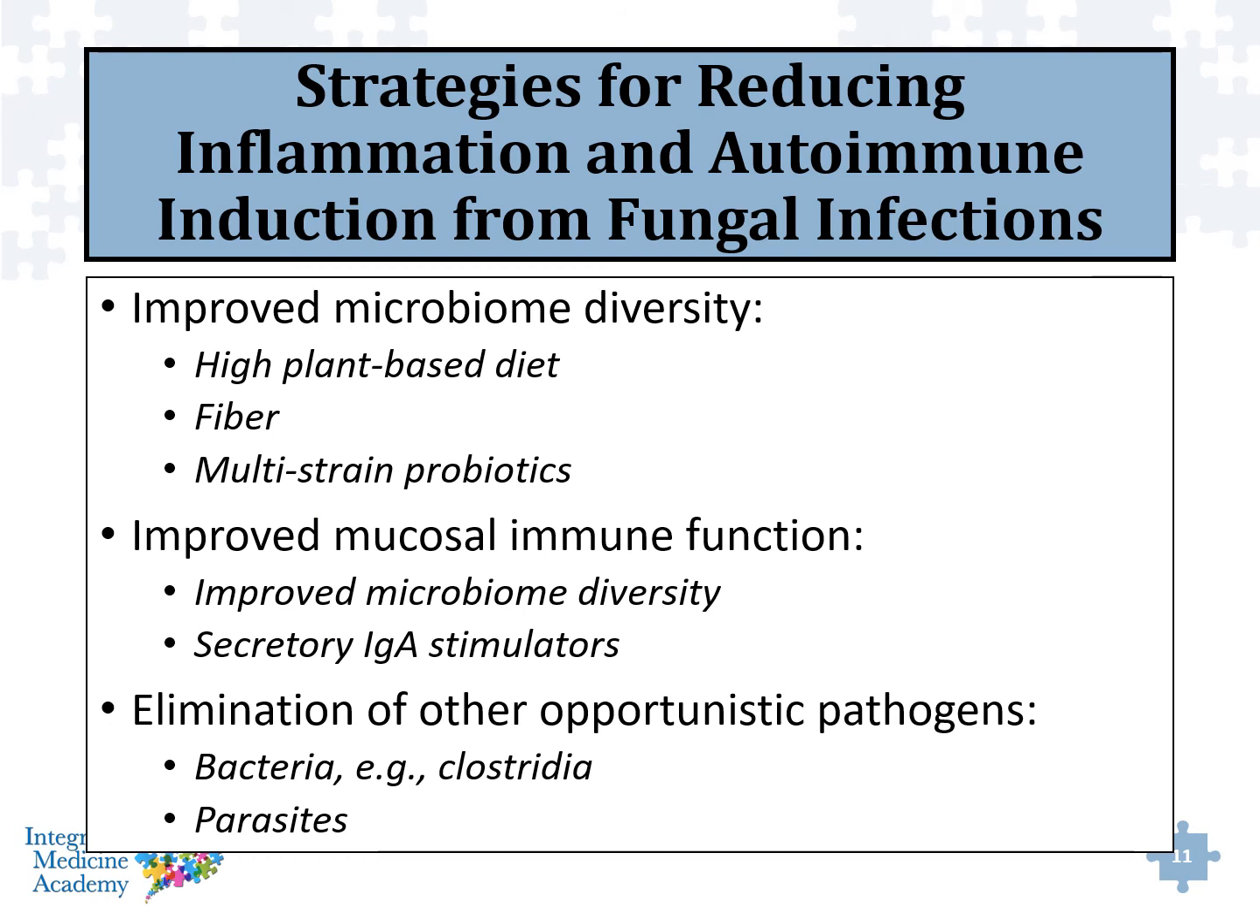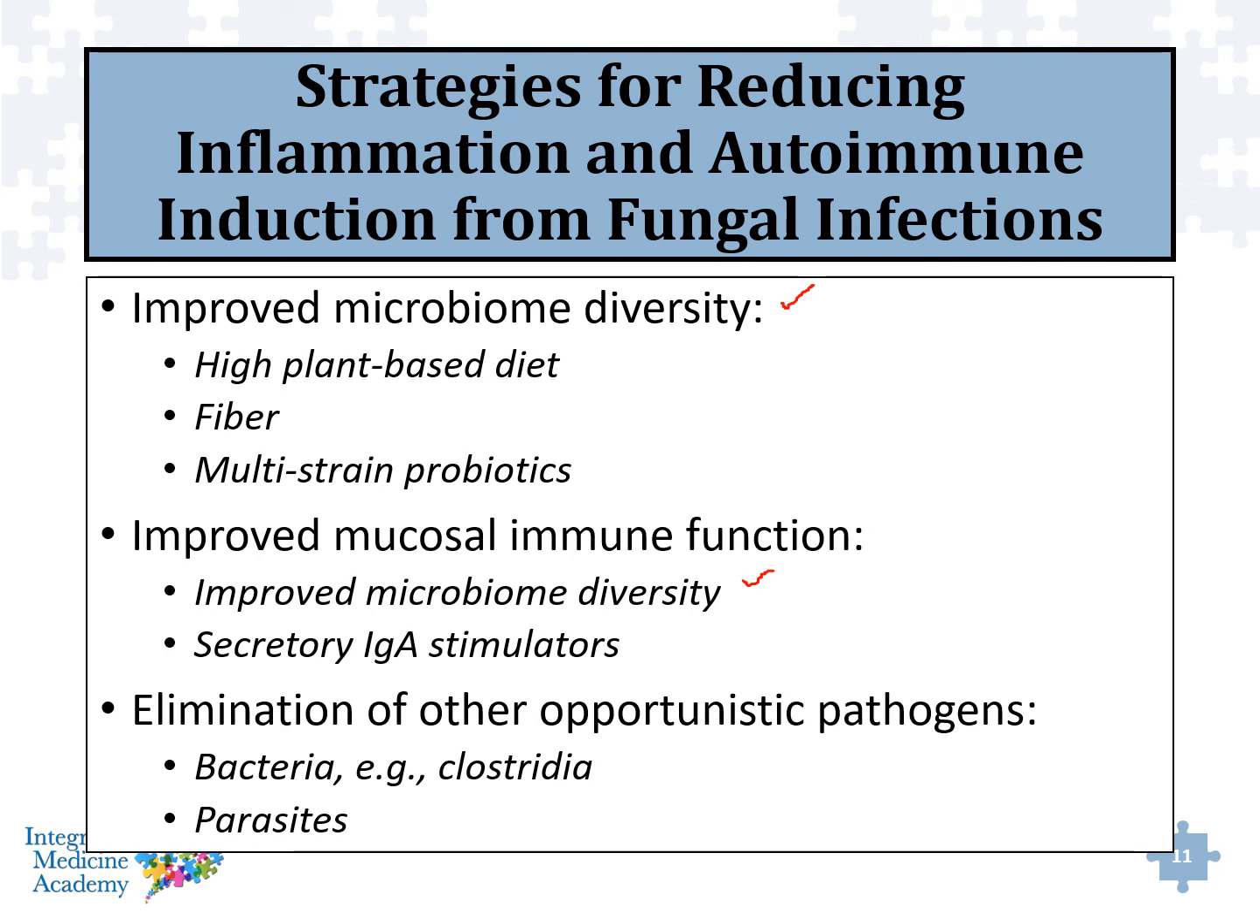So when we think about strategies for reducing inflammation and autoimmune induction from fungal infections, it's the improvement of the microbiome that plays a huge role, through a high plant-based diet, fiber, multi-strain probiotics, improving mucosal immune function. So again, diversity of the microbiome. Secretory IgA stimulators, for example. Many probiotics will do that. Saccharomyces boulardii can help to stimulate secretory IgA. So that can play a role as a supplement for a period of time.